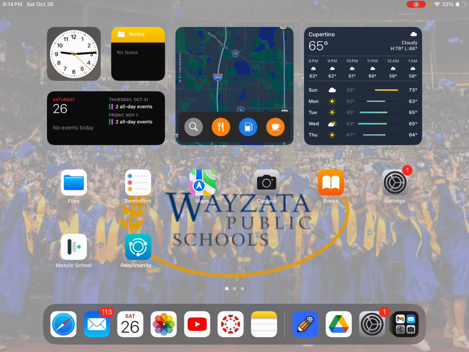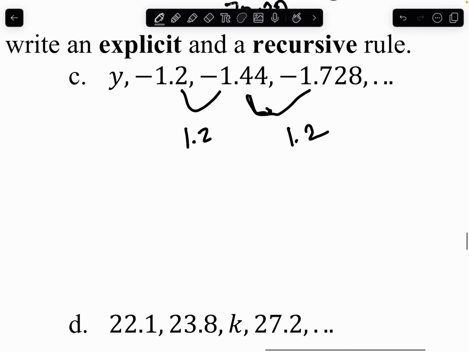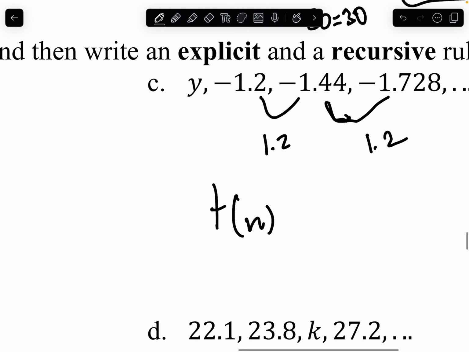Yeah, it is. So I'll go back. So it's multiplying by 1.2 here, and it's multiplying by 1.2 here. Because negative 1.2 times 1.2 is negative 1.44. So we're going to write t of n. Now to find our zero term, we're going to do negative 1.2 divided by, this way is multiplication.